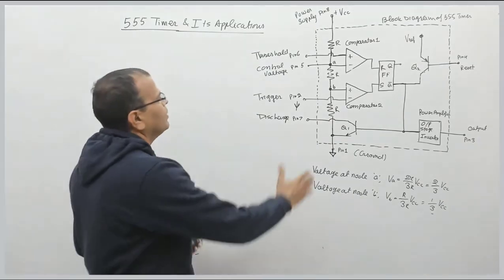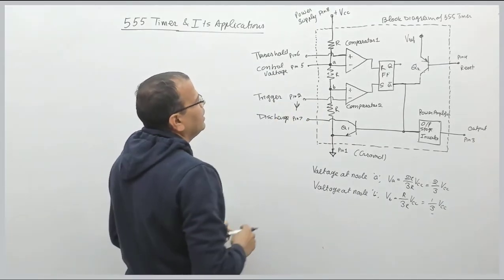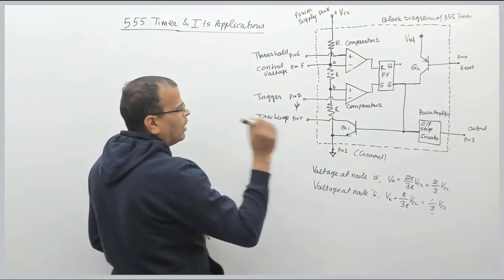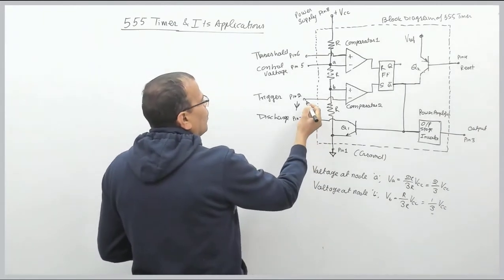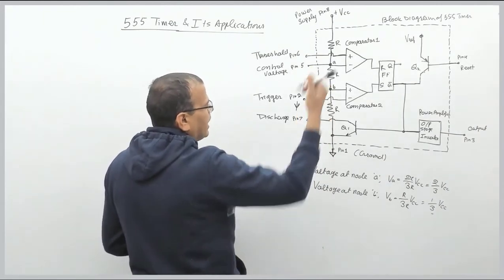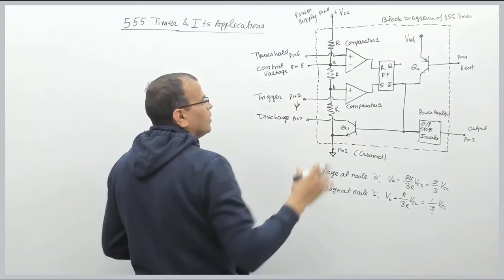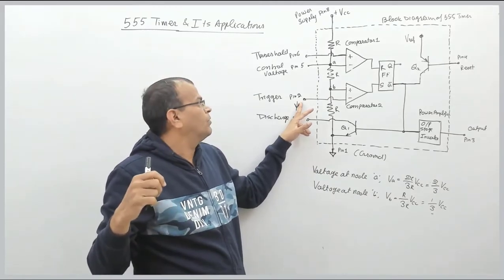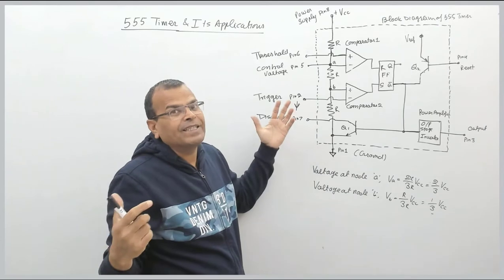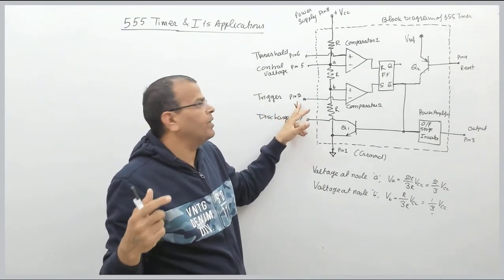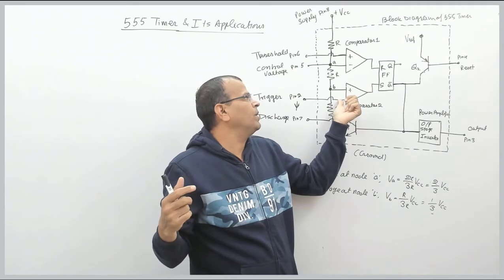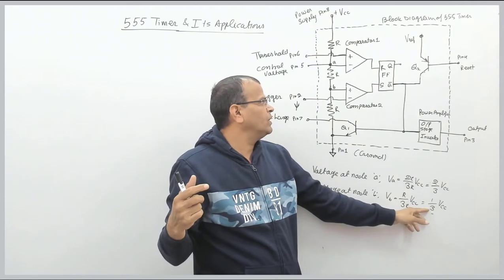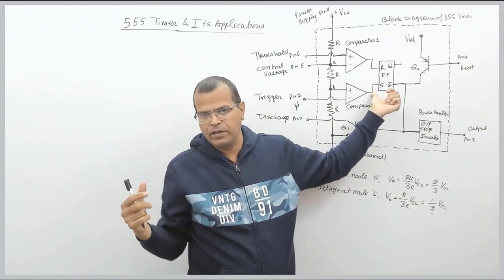Now let us see the function of the remaining 4 pins on this side. Pin number 7 is connected at the collector of this transistor. So let us see what is going to happen. Pin number 2 is a triggering signal. So when you apply a negative going trigger such that voltage at the inverting terminal of comparator 2 becomes less than voltage at node B, which is 1 by 3 VCC, output of this becomes high.